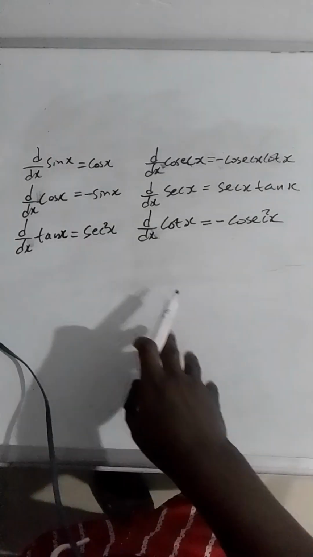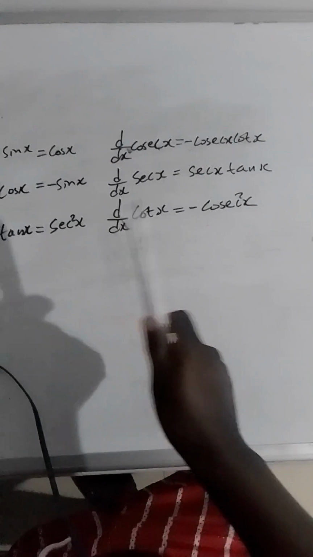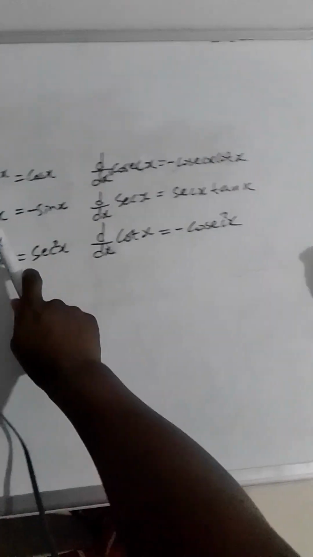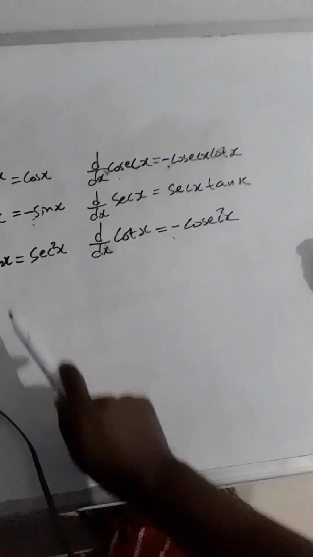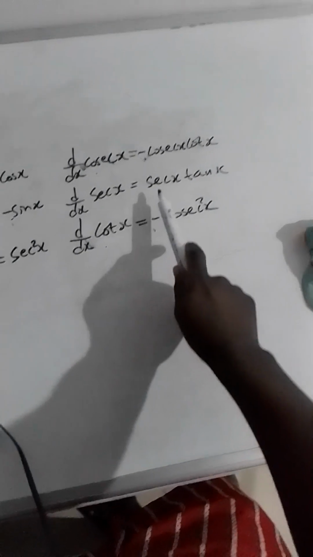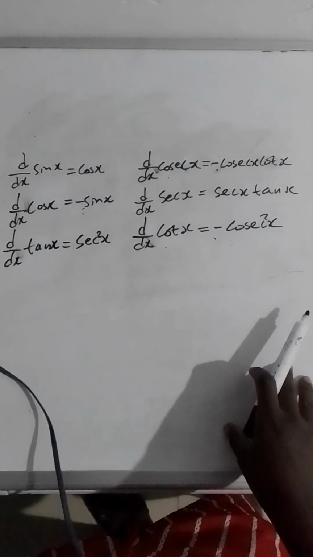So one other thing, these are the derivatives of the trigonometric functions. One thing I want you to notice is all the ones with co. Look at the signs of the derivatives. They are all negative. The ones without co, they do not have negatives in their derivatives. Okay, that's something interesting to notice there.